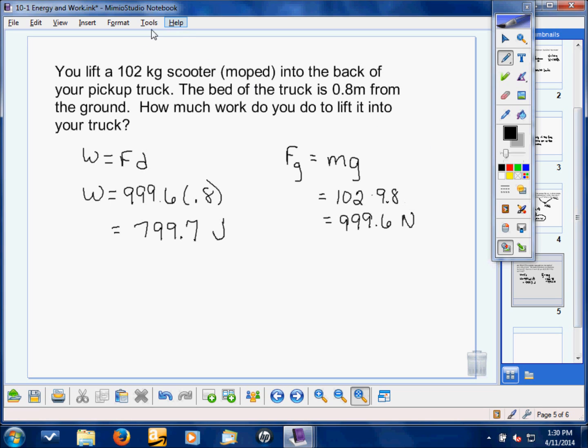Now just be careful that you always take notice of whether you're given the mass or the weight to start with, because if you're given the weight to start with, don't multiply it by 9.8 first. Always take special note of that, because that can really mess up your problem. Okay, so you can have a reverse question on that.